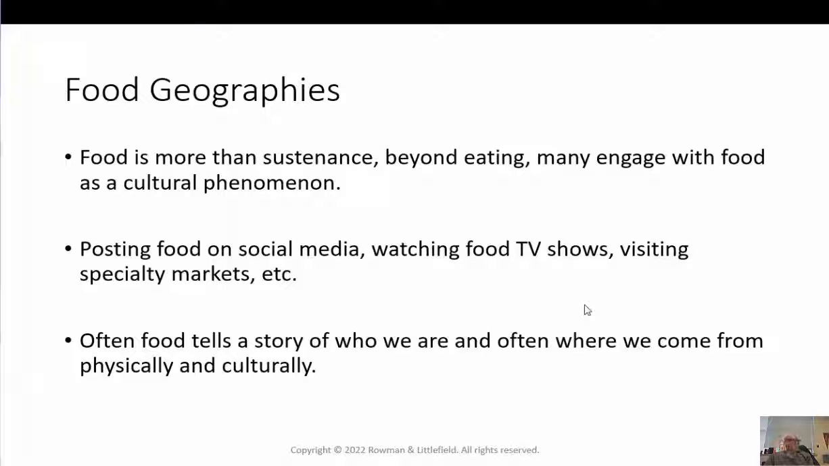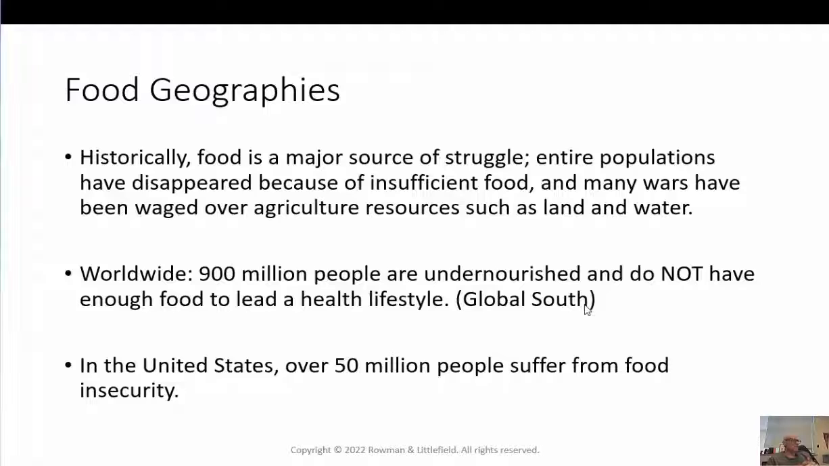Historically, food has been a major source of struggle. Populations have disappeared because of insufficient food or inadequate food, and many wars have been waged over agricultural resources such as land, water, climate. And these days we have something called climate refugees, people who leave areas because the climate is not suitable for sustainable agriculture.